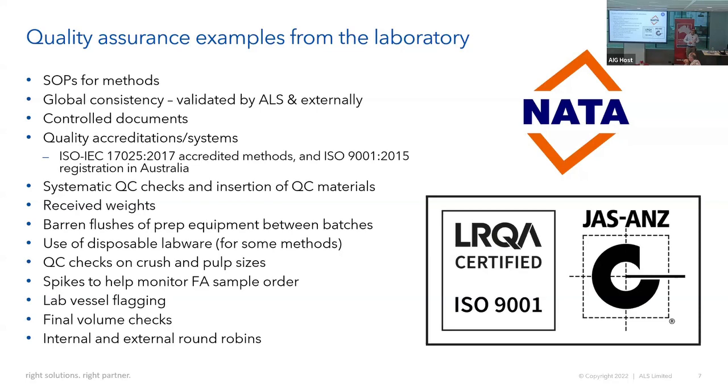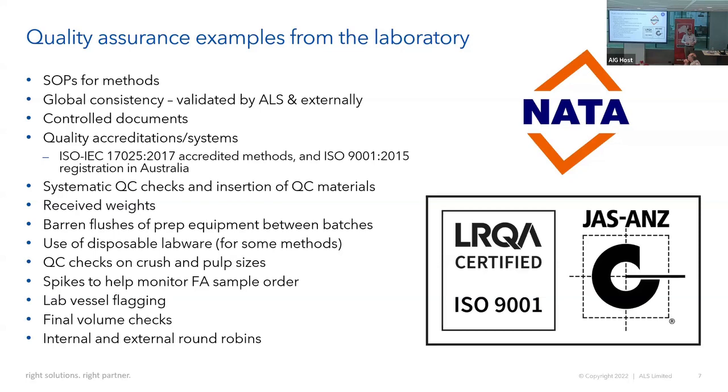We use standard operating procedures at all of our ALS labs. There's no freestyling in the lab. We have global consistency, what you get from a lab here in Stafford, or in Stafford here in Brisbane. Same kind of method you can get in Lima, Johannesburg, Loughrea, wherever, global consistency. Now, our methods, we validate internally, and we also have external validation. We have controlled documents. We have quality accreditation systems. We're a NATA accredited laboratory. We do systematic QC checks and insert QC materials, as John referred to before.